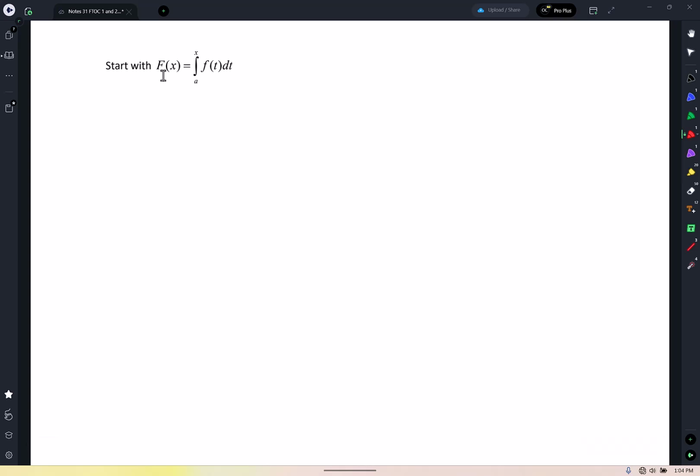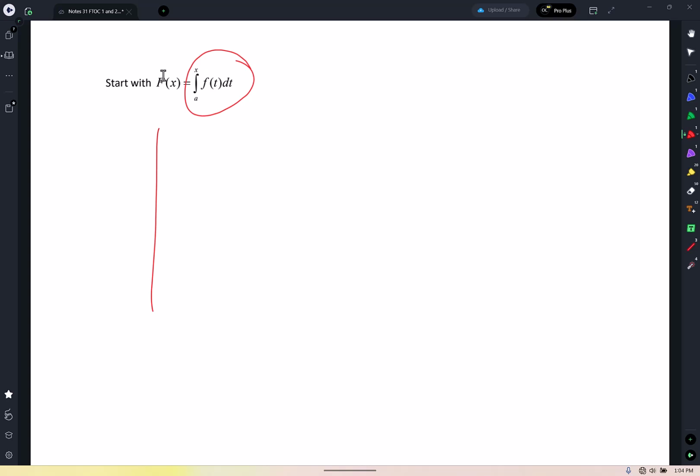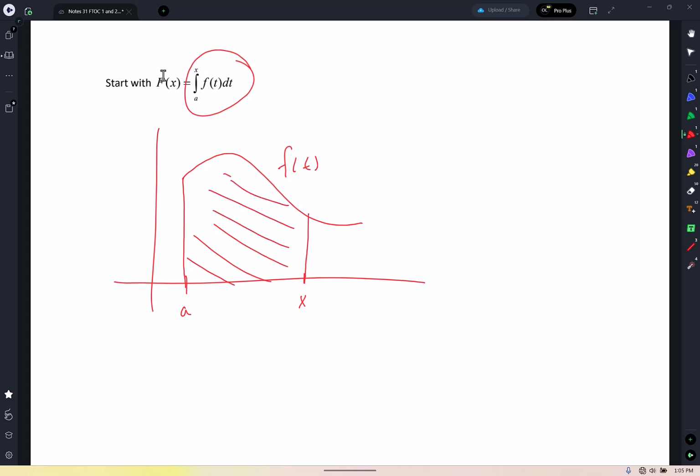So it starts with a capital F. They're just calling this capital F. What do we know about this? Well, we know that this means exact area. So according to what we know, here it is. I'm exaggerating quadrant 1. I'm going to call this f of t. I'm going to call this lower limit a. And I'm going to call this point x. And I'm going to say that this means the area between a and x.